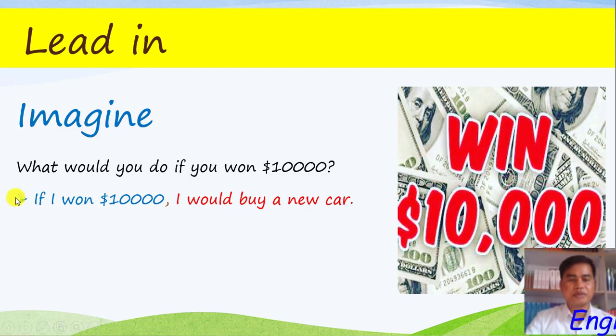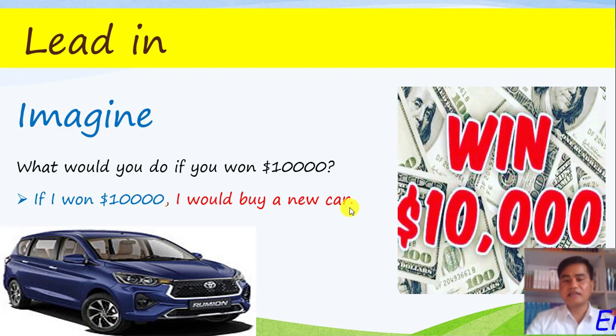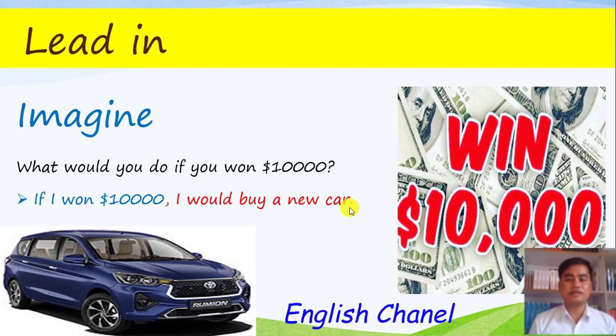So for the blue letters here, if I won $10,000, it is the condition that I won $10,000, and the red one here, I would buy a car. It's my imagination of what I would do. Right now you don't have a car, and because you don't have money right now, it's just from your imagination that you would do something if you won $10,000. All right.